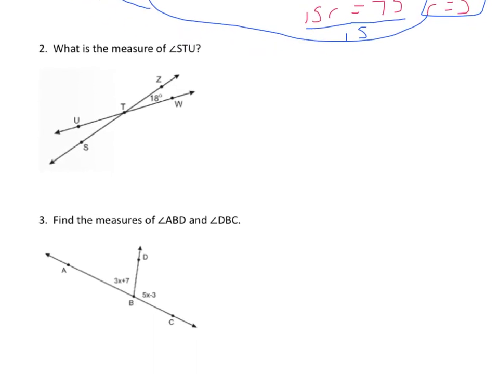What is the measure of STU? STU is this angle right here. Notice we have two lines crossing. That means that this angle 1 and this angle 2 are vertical angles, and they are equal. So that means angle STU equals 18 degrees.